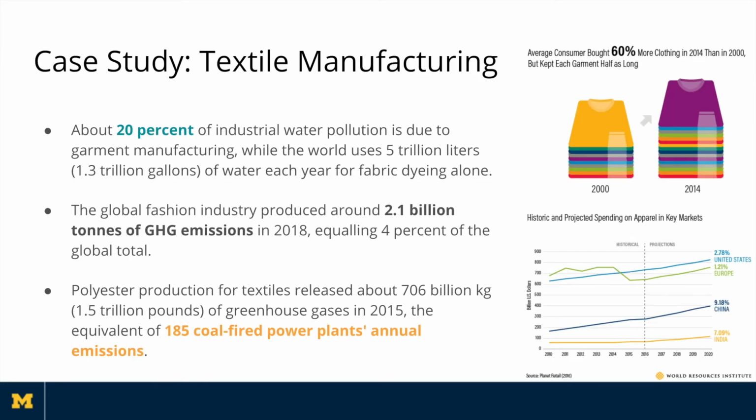Textile manufacturing is a major industry. It is largely based on the conversion of fiber into yarn and yarn into fabric. During the clothing production, lots of water is used and a lot of pollution is generated. About 20% of industrial water pollution is due to garment manufacturing. While the world uses 5 trillion liters, or 1.3 trillion gallons, of water each year for fabric dyeing alone.